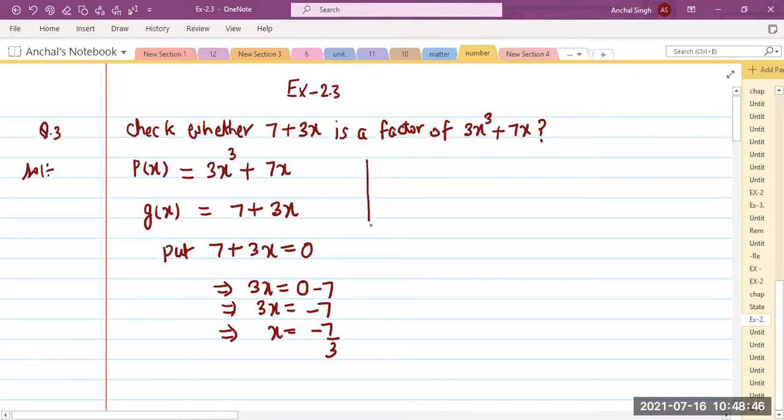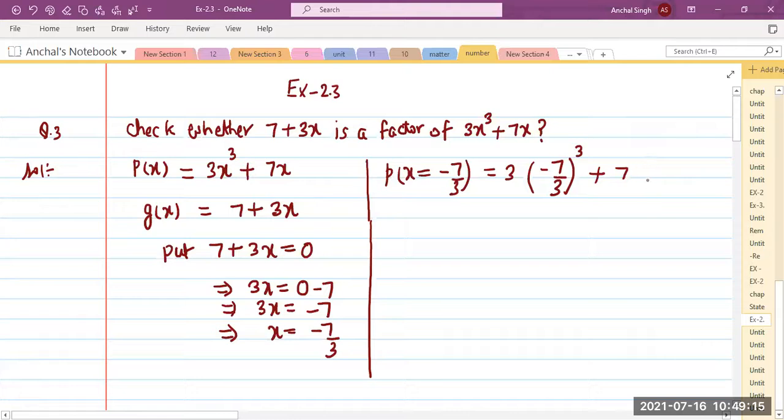Okay. So right now what we have done, we have calculated the value of x, which is equal to minus 7 upon 3. Now what we are going to do next, in the next step, I'm going to replace x by minus 7 upon 3 in p(x). So first I'm replacing x by minus 7 upon 3 in p(x). So this is equal to 3 into, in place of x I'm writing minus 7 upon 3 whole power 3, plus 7 into, in place of x again I'm writing minus 7 upon 3. Okay. Now we will solve this.